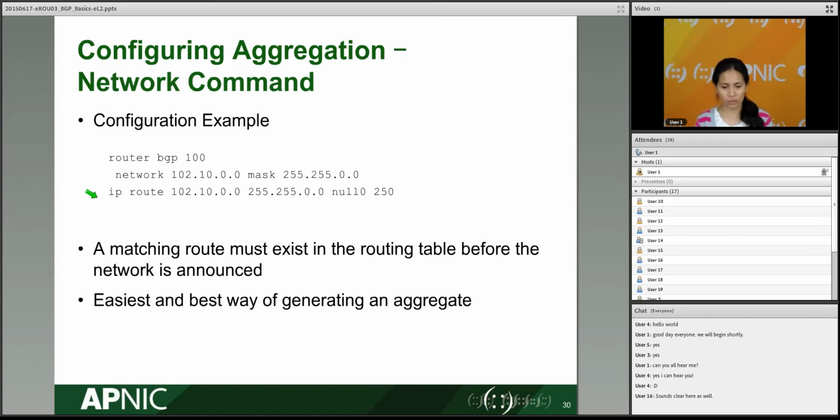All right, and another one here. This is an aggregated version, I think, for the entire 102.10/16. You can announce an aggregated or summarized version. This is very much encouraged. If you have a lot of prefixes, say your customer prefixes, you can combine them all together and announce them, if possible, as a single prefix going into the internet routing table. Okay?